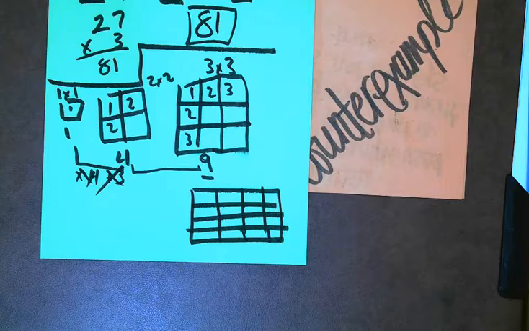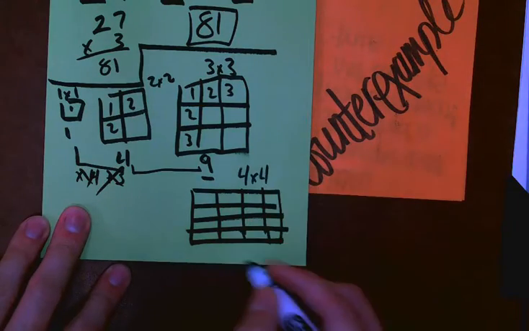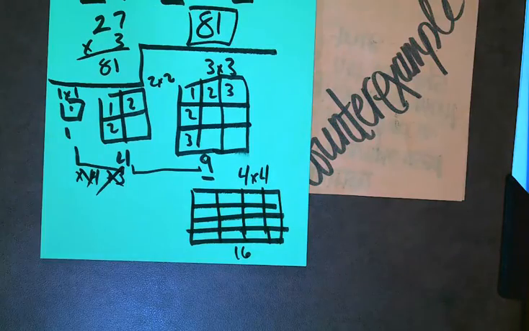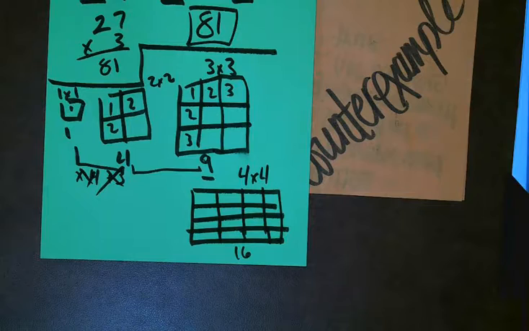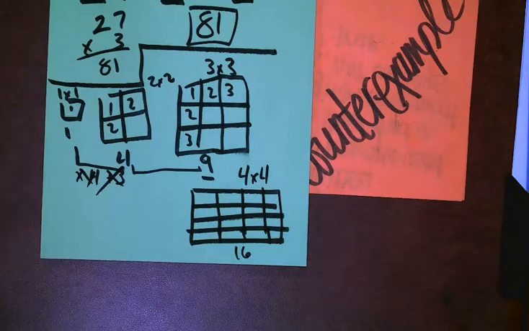Right? It's going to look something like this. That's going to be a 4 by 4 square, and it should have 16 blocks. Now, here's the thing. What if we wanted to find, I don't know, the 10th shape in the pattern? Does anyone know what it would be?